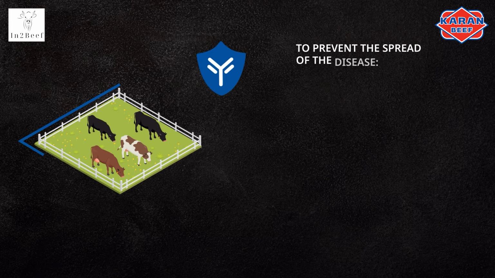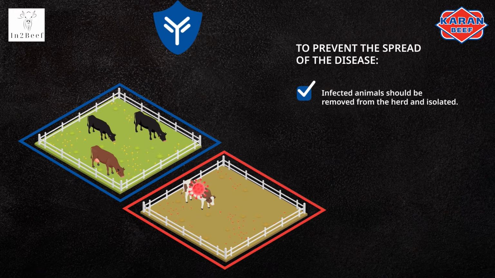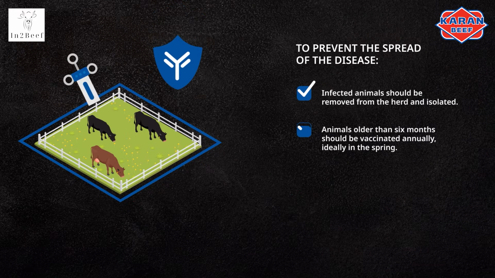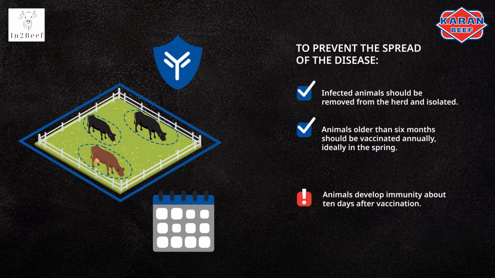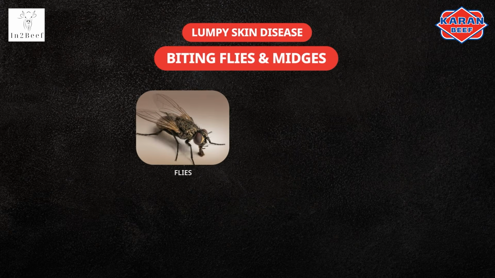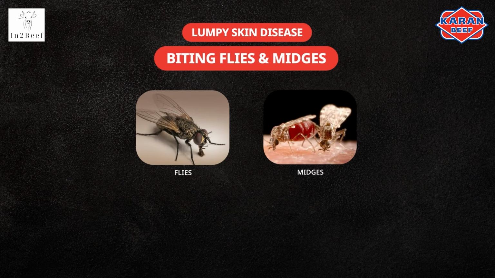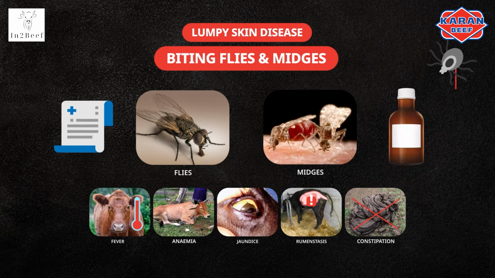To prevent the spread of the disease through the herd, infected animals should be removed from the herd and isolated. Animals older than 6 months should be vaccinated annually, ideally in the spring. Animals develop immunity about 10 days after vaccination and will be fully immunized 3 weeks after vaccination. Lumpy skin disease can also be caused by biting flies and midges, with all the same symptoms, diagnosis and treatments as discussed under ticks.